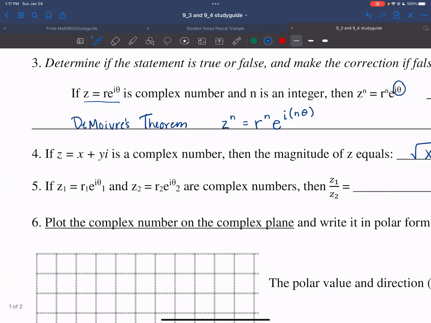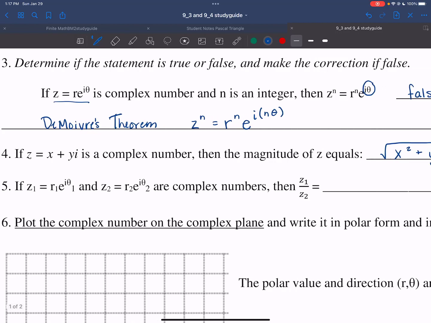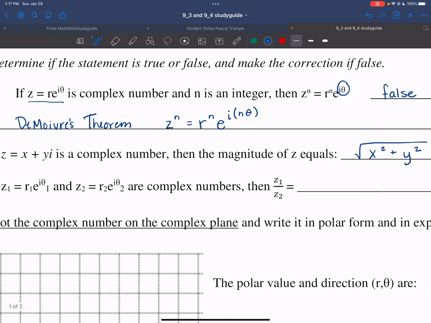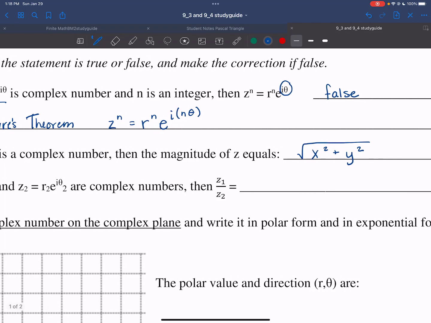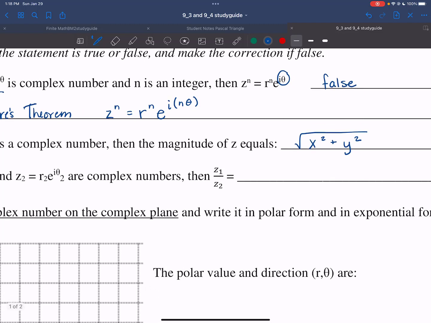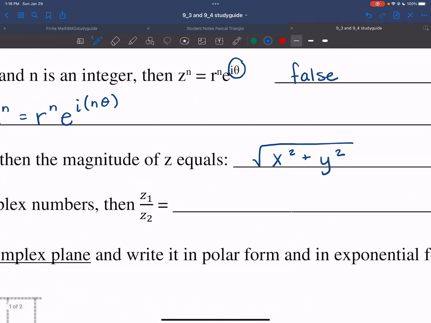All right, number 5. If z1 equals r1 e^(iθ1) and z2 equals r2 e^(iθ2) are complex numbers, then z1 over z2 is going to be equal to r1 over r2 times e to the i, and remember, it's your difference of angles, so θ1 minus θ2.